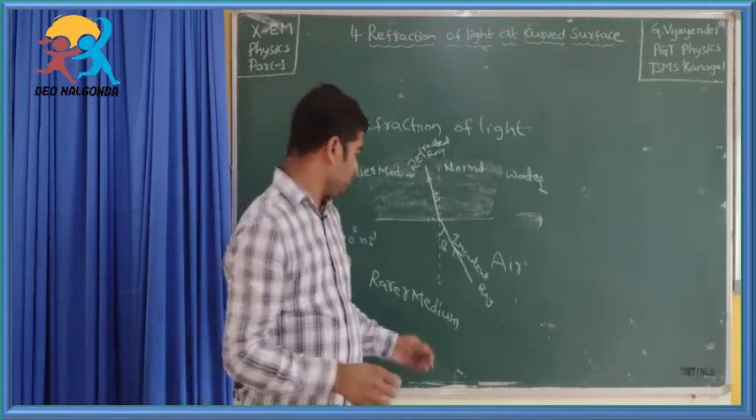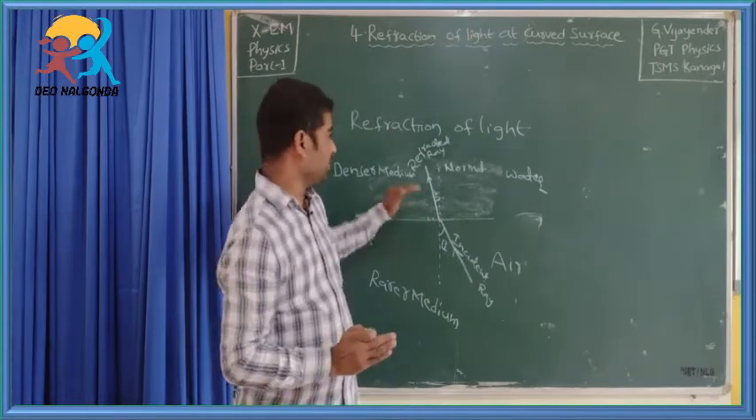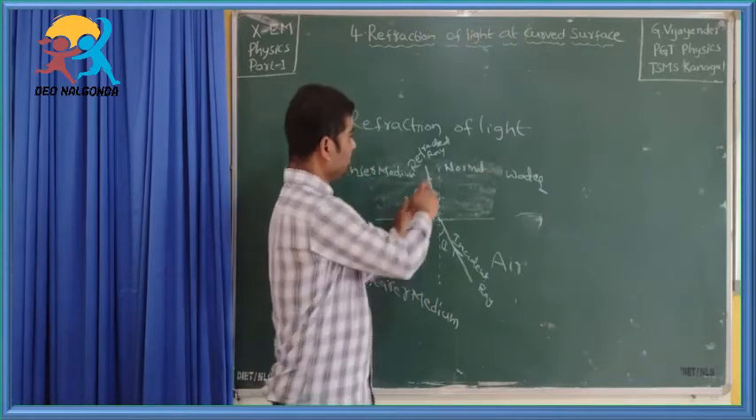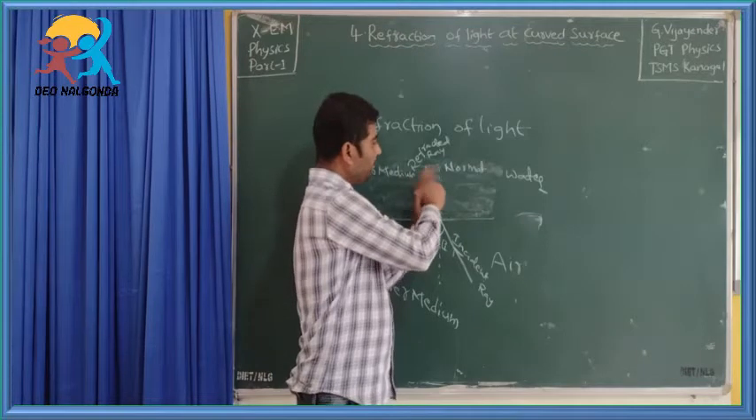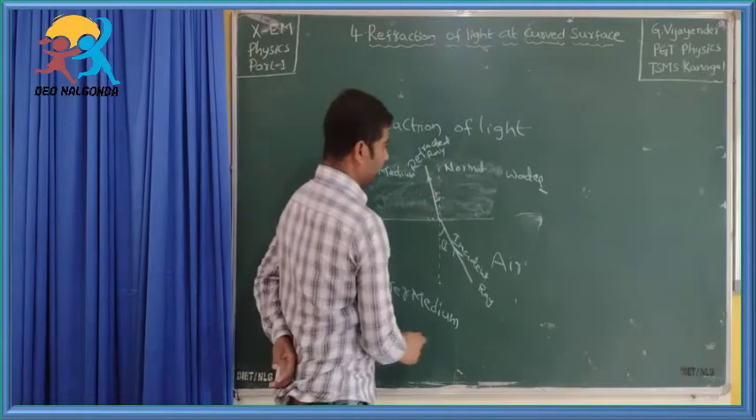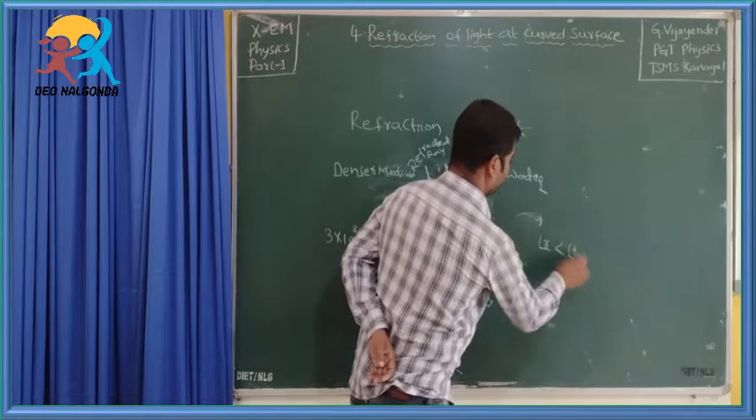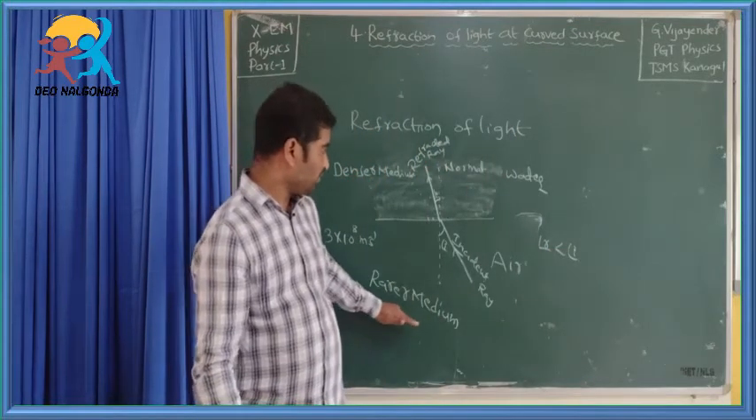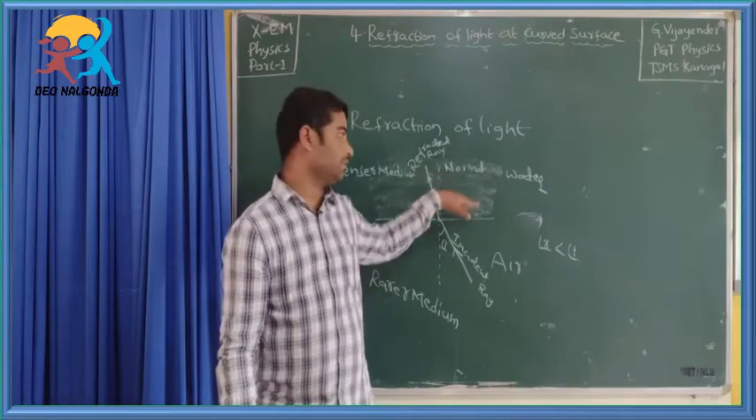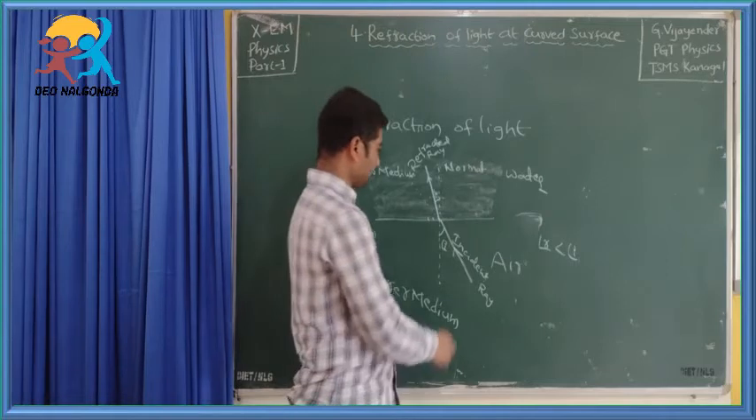Here the light ray is traveling from air to water, that means from rarer medium to denser medium. When the light ray travels from rarer medium to denser medium, the refracted ray bends towards the normal. So the angle of refraction is less than the angle of incidence, or the angle of incidence is greater than the angle of refraction.